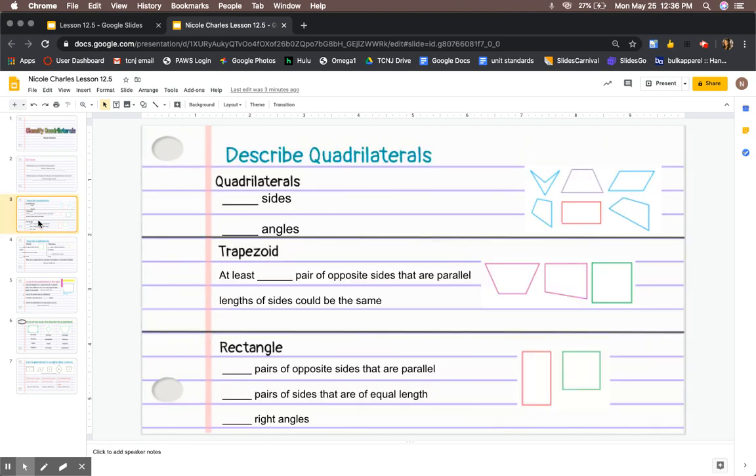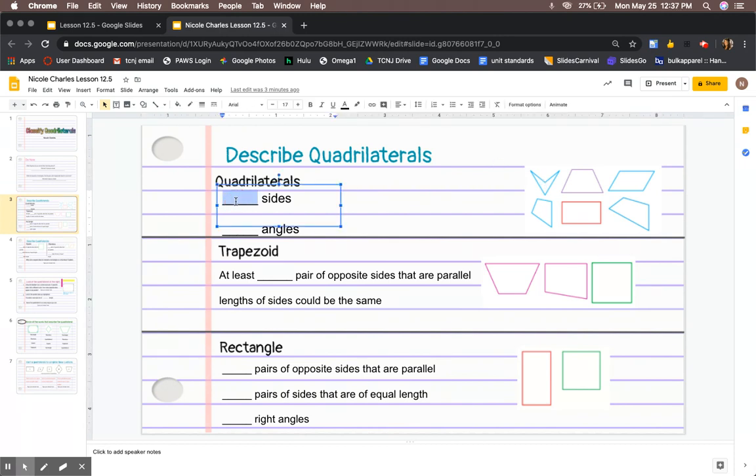So to start off, we're going to be reviewing quadrilaterals. In general, what we've been learning about quadrilaterals is they have how many sides and how many angles. These are all examples of quadrilaterals. They're all very different. If we count up the sides, 1, 2, 3, 4, we're going to double click and type 4. And how many angles? Same thing, we're just going to count up the angles: 1, 2, 3, and 4. 4 angles. So you're just going to double click and type it in.